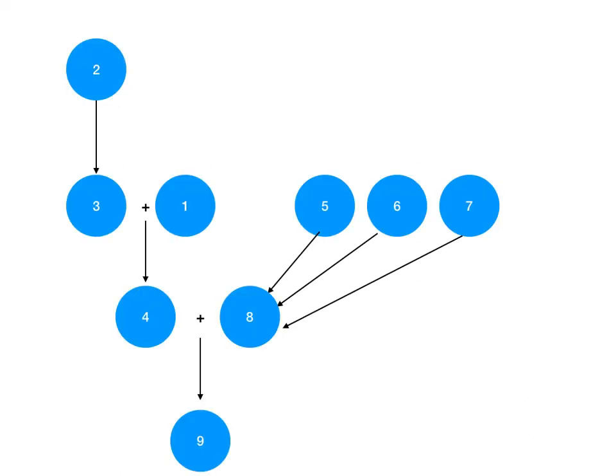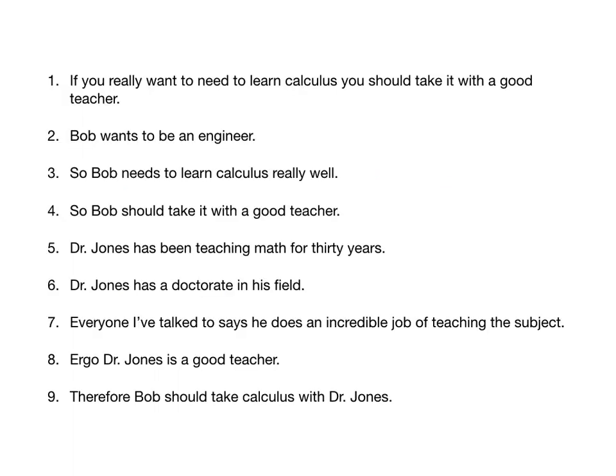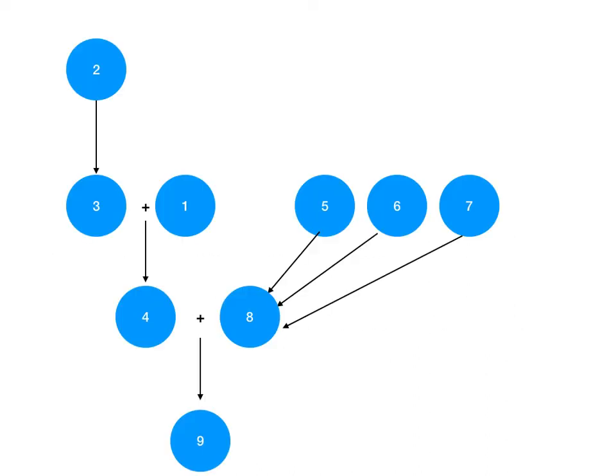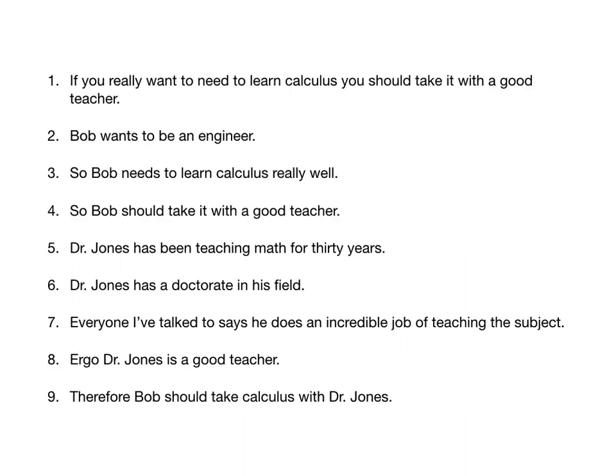Like I said, 3 different levels. The first level here actually starts with premise 2. Premise 2 is supposed to support 3. He needs to learn calculus really well. That hooks up with premise 1. If you need to learn it really well, you should take it with a good teacher. That supports premise 4, which comes down here to premise 8. He's a good teacher and gets us 9, right?